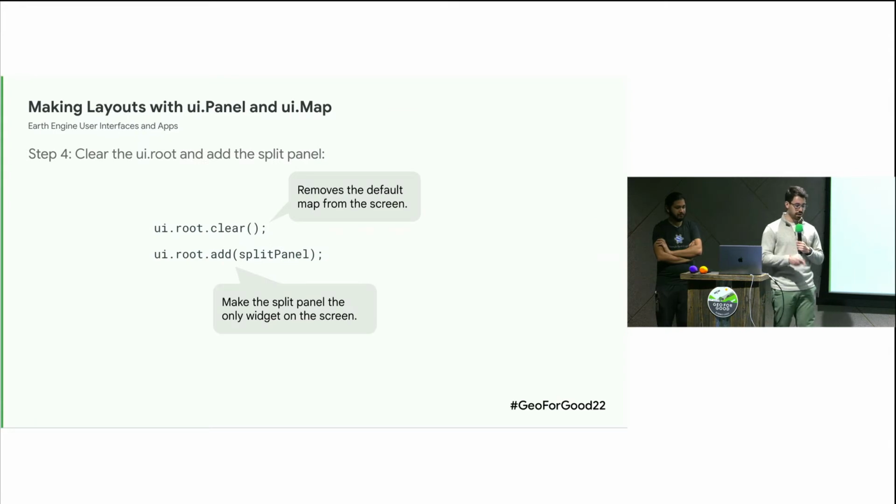And then lastly, we have to do these 2 lines of code. UI.root.clear, we're going to do that to get rid of the default map. Since we created a new map, we're no longer going to use the default map. If you want to hack around, you could save the default map and then use it in this split panel. But for simplicity, we made a new map, and we're going to use that one. So we clear to remove the default map, and then we add the split panel to the root. Now it will show our new split panel where the default map would be.